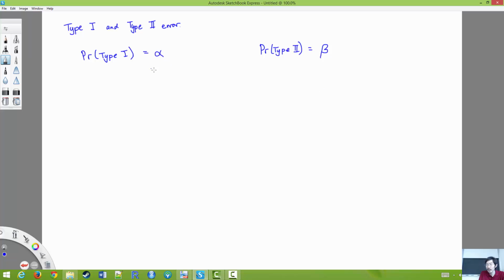Alpha is the first letter of the Greek alphabet, so it's type 1. Beta is the second, so it'll be type 2, the probability of a type 2 error. And do you remember what 1 minus beta is called? This is called the power of a test, or it's just known as power.